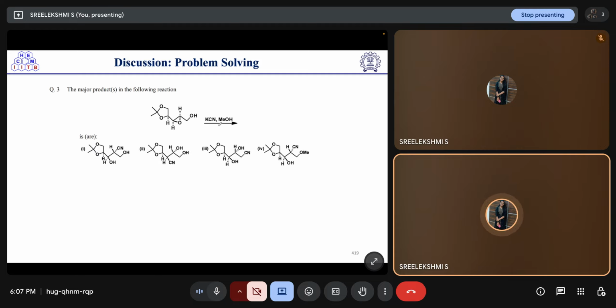Now the next question is the major product in the following reaction. So this epoxide upon treatment with this KCN and methanol, which will be the major product here?